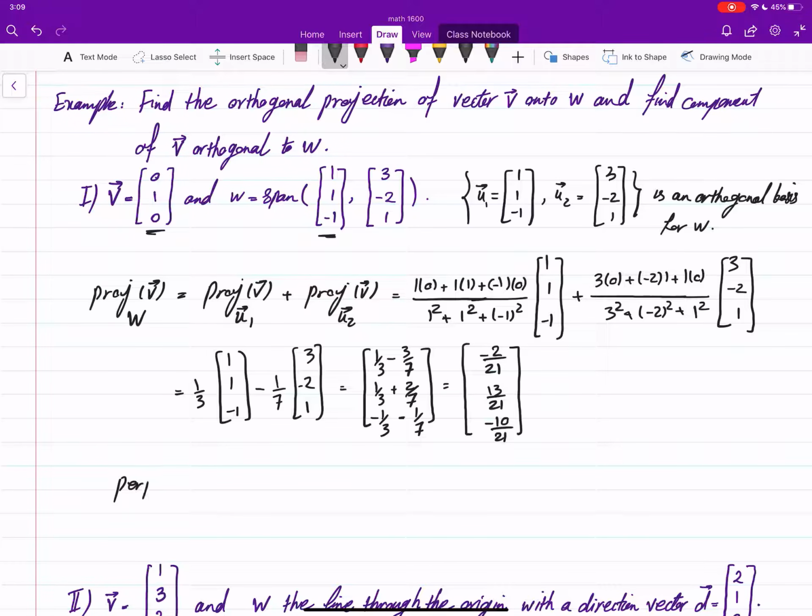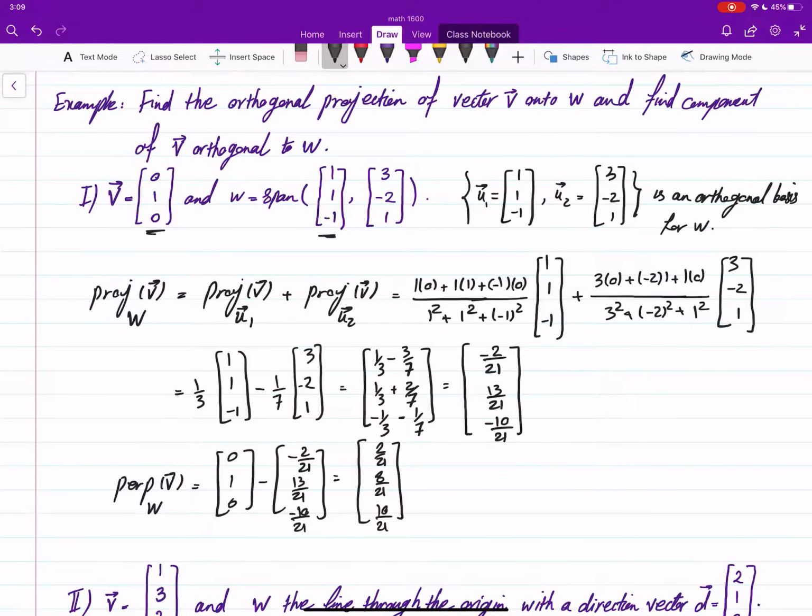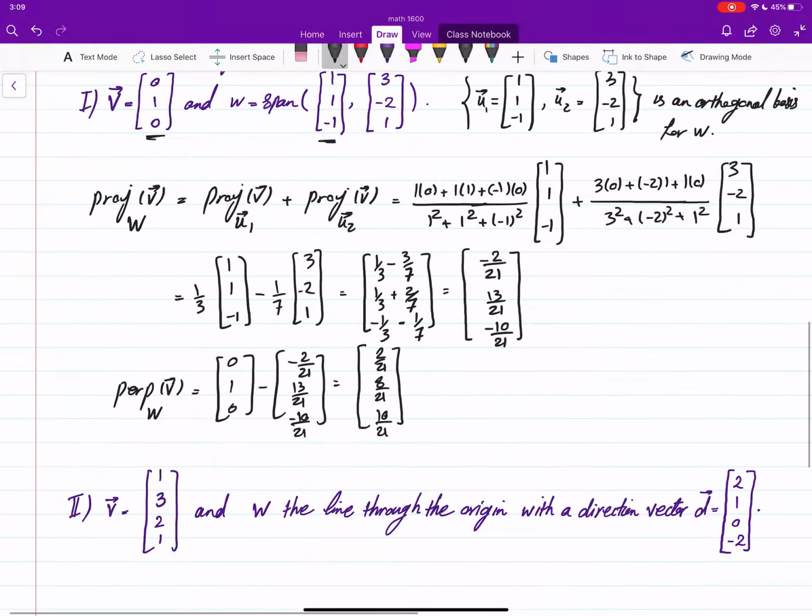Now perp of v over W, this is just v itself minus the projection, which is what we found. And this needs just one simple step. 2 over 21. 21 minus 3 is 8 over 21. And this is just 10 over 21. So we computed both components that we were looking for.